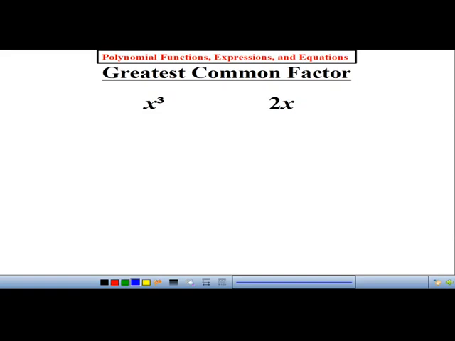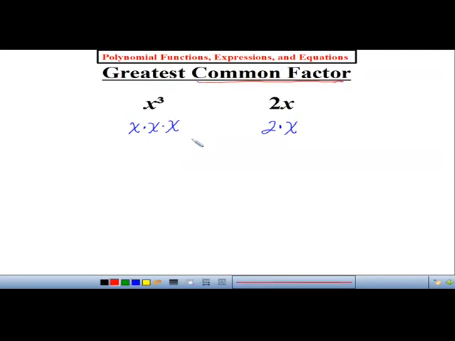Here it goes. As I tell my students, those of you that are getting confused with this, when in doubt, factor out. So here we go. What factors make up x cubed? Well, let me show you. X times x times x. What factors make up 2x? 2 times x. Okay. So with that said, which factors are in common?